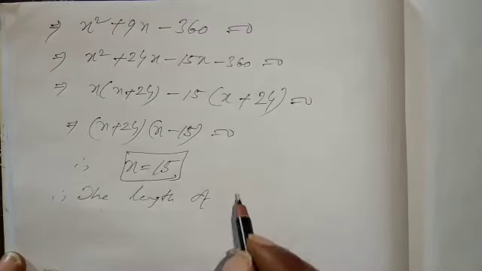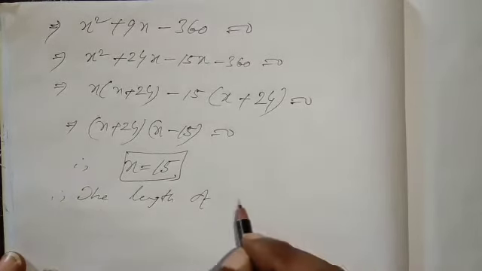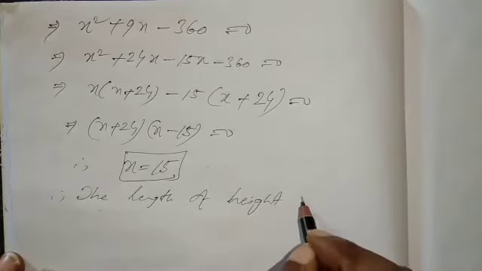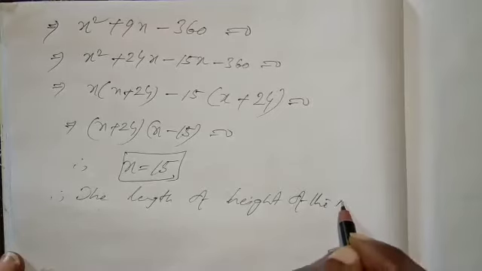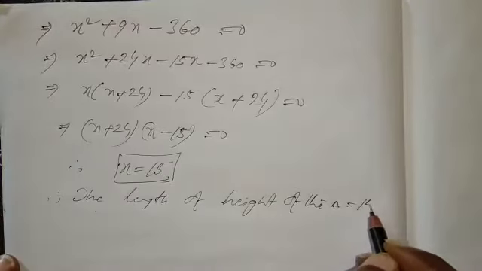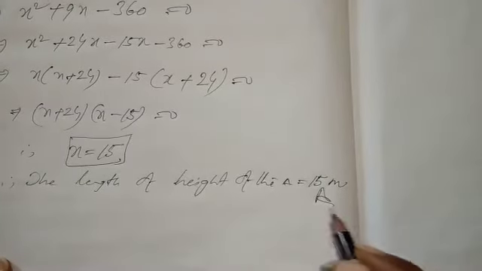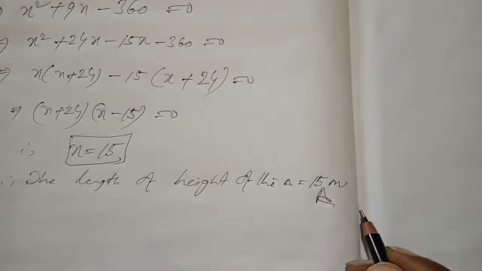of the triangle equal to 15 meter. Okay, 15 meter. In this way, question number 2 complete. Let us go to the next number.